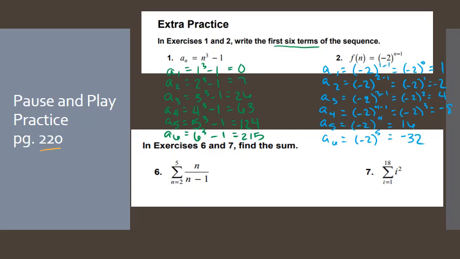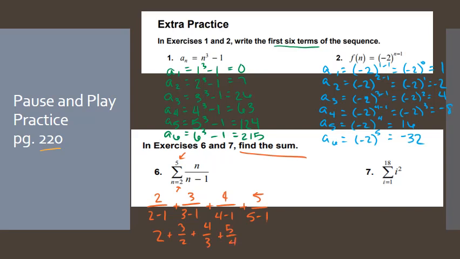Okay, so down here on the bottom, we're just finding the sum. So I'm going to start at 2 and end at 5. So it'll be 2 over 2 minus 1, plus 3 over 3 minus 1, plus 4 over 4 minus 1, plus 5 over 5 minus 1. I'm going to end there. This would be 2 plus 3 over 2, plus 4 over 3, plus 5 over 4.